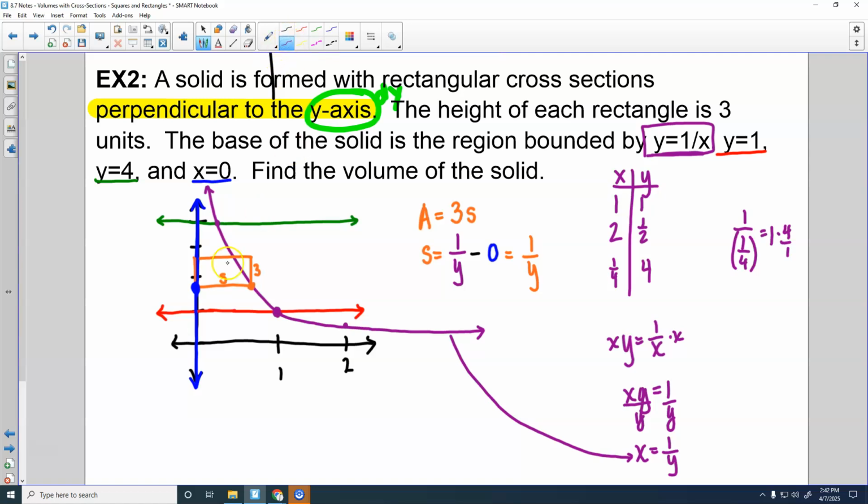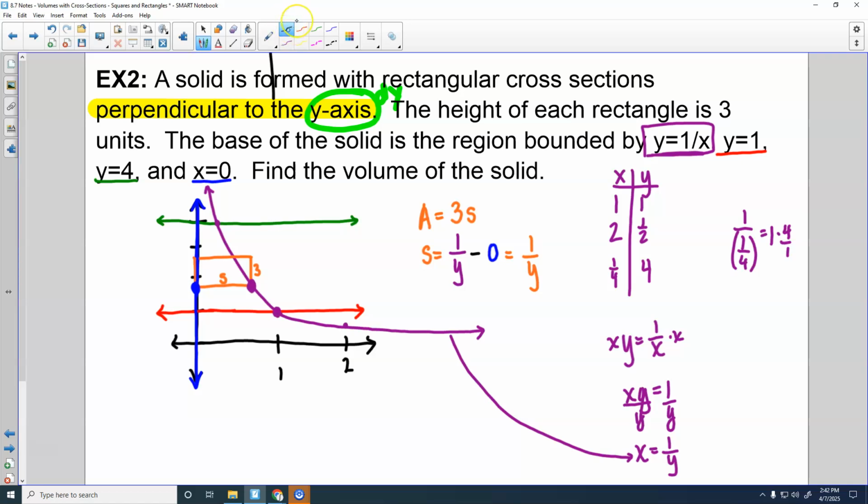And that is coming from the fact that no matter where I put that horizontal strip right there, the right end point is on the purple graph, so we use it first. And then the left end point is on the blue graph, so we subtract it.